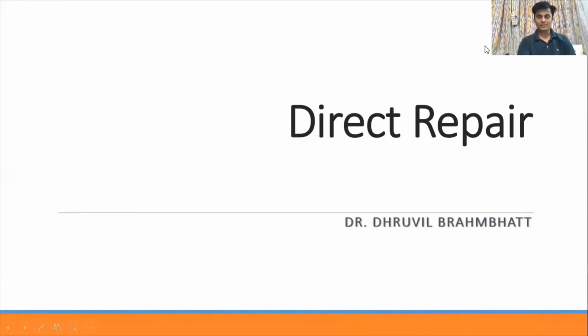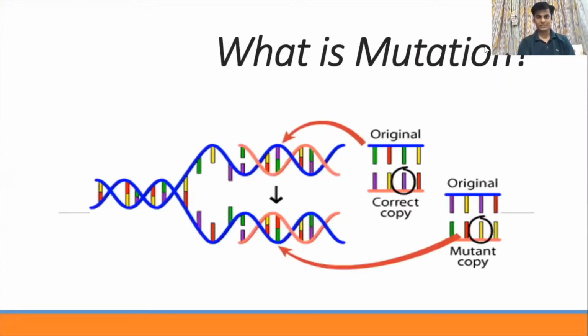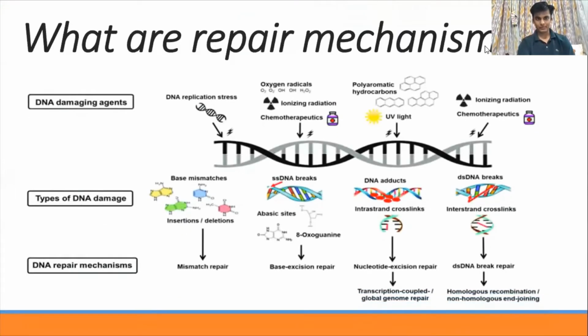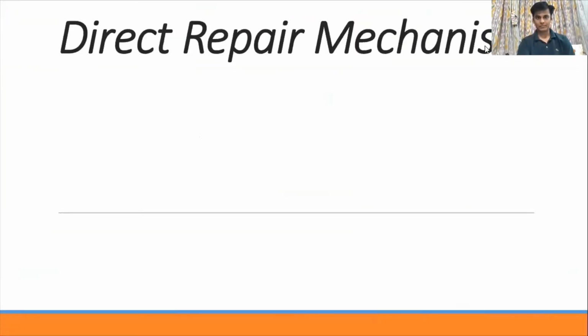Before we begin, it is important for us to know a couple of things. First, what is mutation? And second, how does a cell cope with mutation and what repair mechanisms do they adopt? Today, we are here to discuss one of many repair mechanisms that occur in microorganisms, namely the direct repair mechanism.